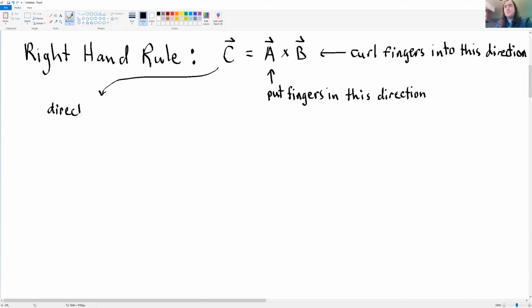So direction is the same as your thumb. And the crucial part here, it's the direction of your thumb after you curl your fingers in the direction of B.